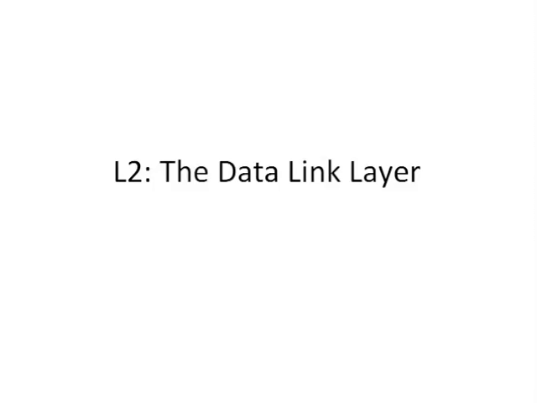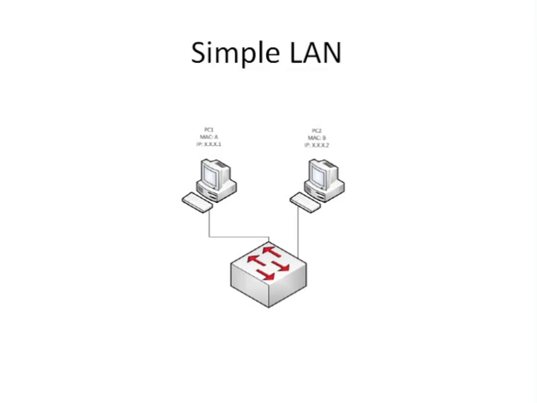Today we're going to talk about the data link layer, commonly referred to as layer 2. So what we have here is a simple LAN. It consists of essentially two PCs connected to a switch. We'll assume for now the switch is in its default configuration, which means all the PCs are in the same VLAN, VLAN 1. So here we have PC1, which we're going to refer to as PC1, and PC2 will be referred to as PC2.